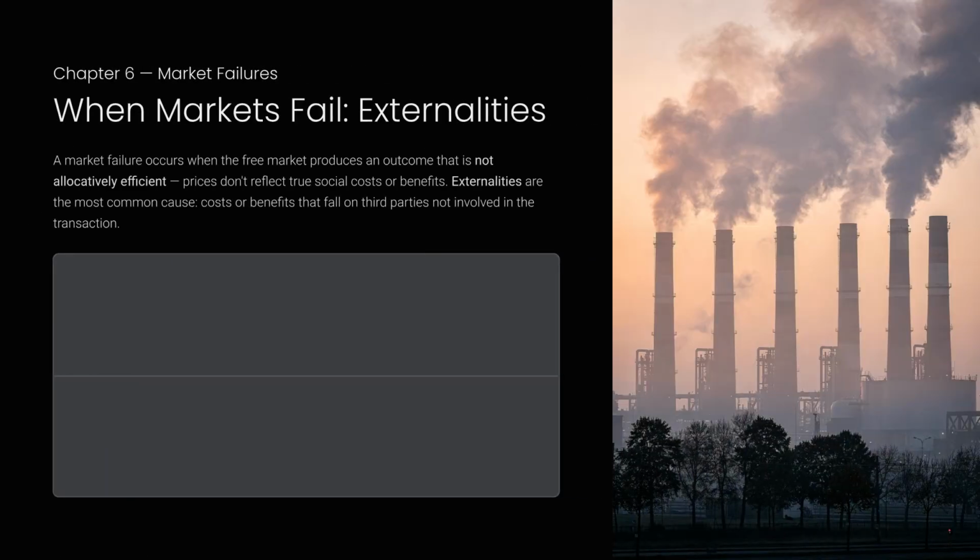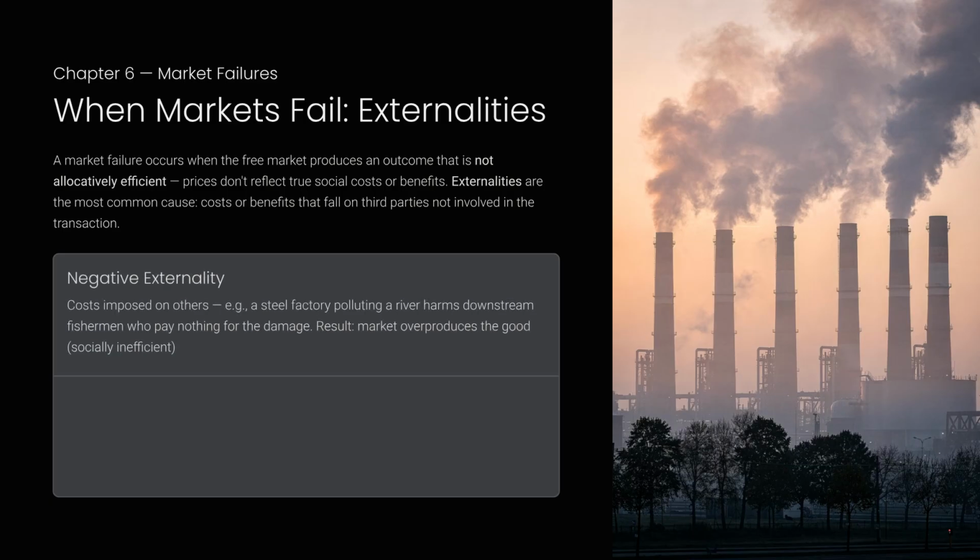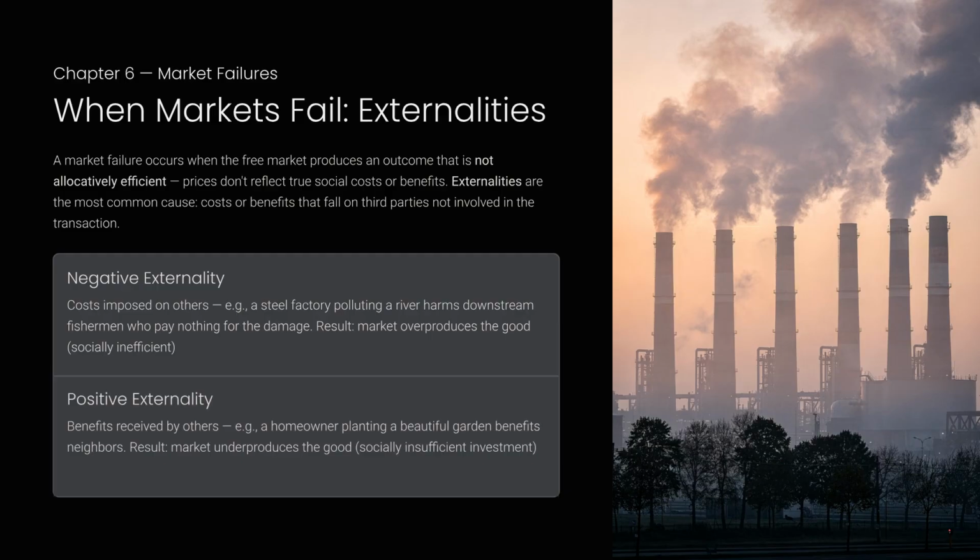Chapter 6 explores market failures, where allocative efficiency is not achieved. Externalities, costs or benefits that affect uninvolved third parties, are a main cause. Negative externalities lead to overproduction, while positive externalities cause underproduction.